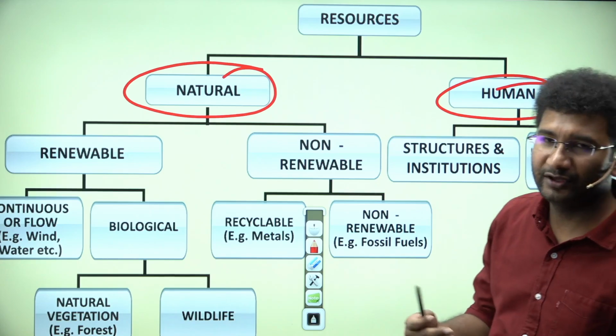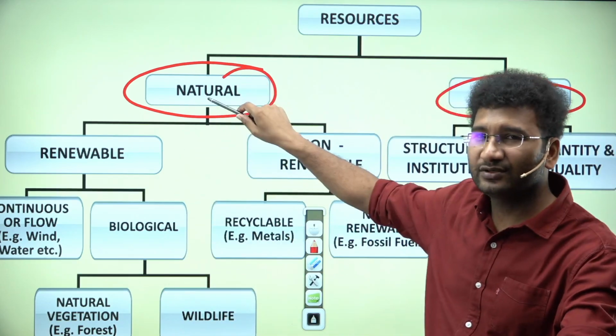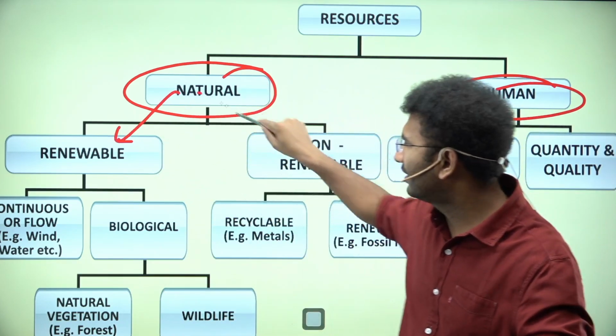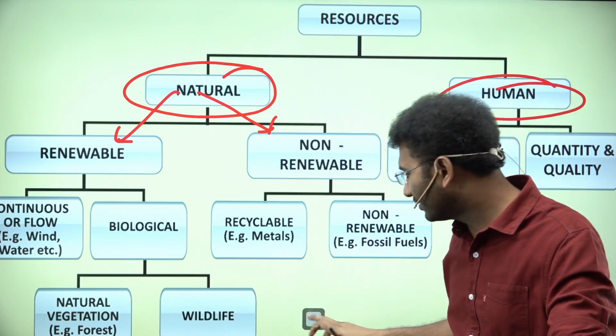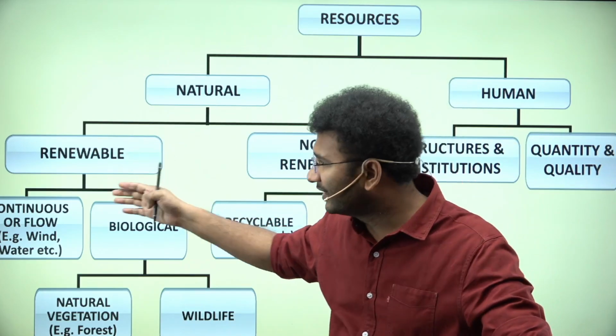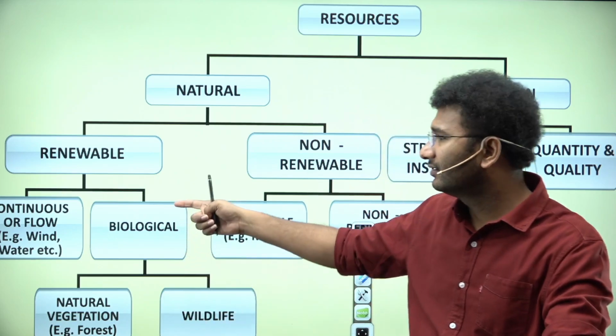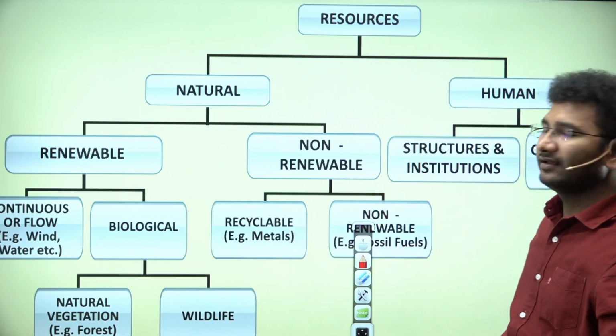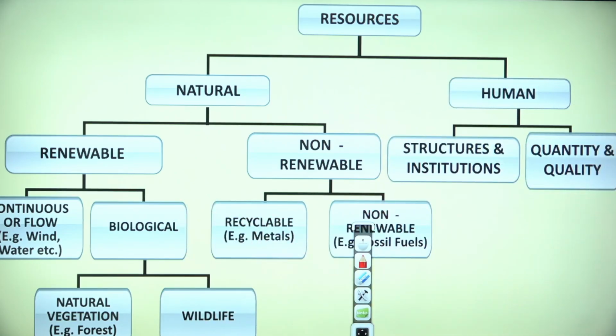An employee can be your human resource. Natural resources can be renewable and non-renewable. This every child knows, but your renewable resources, they can be continuous, and one, it can be biological. Now what are continuous resources?